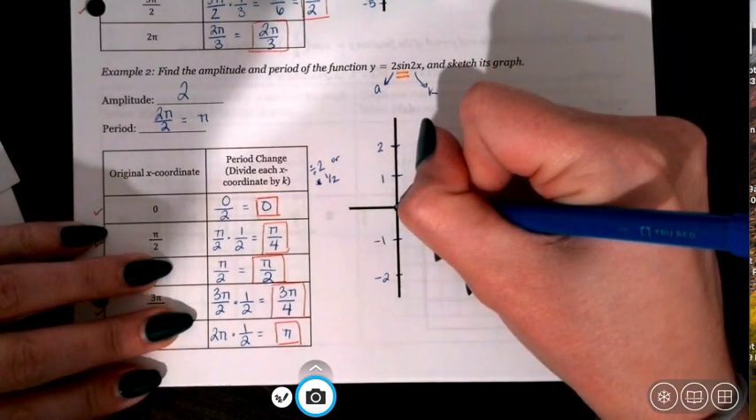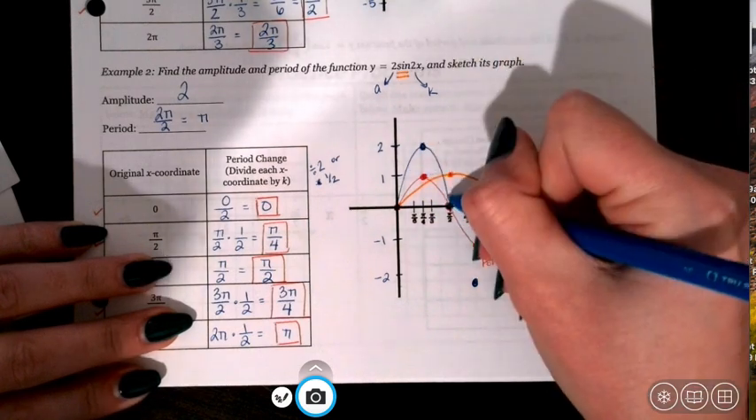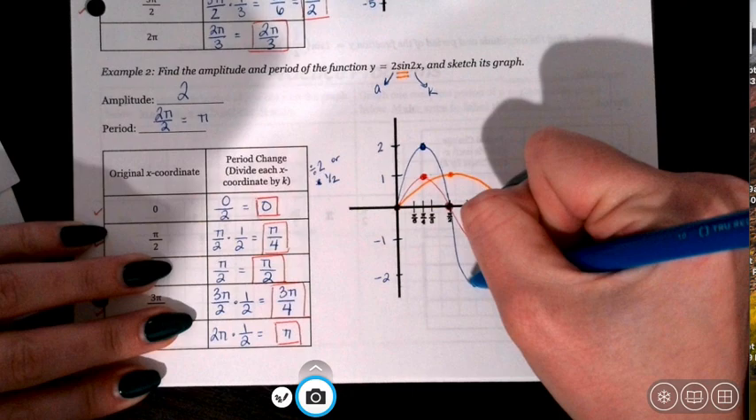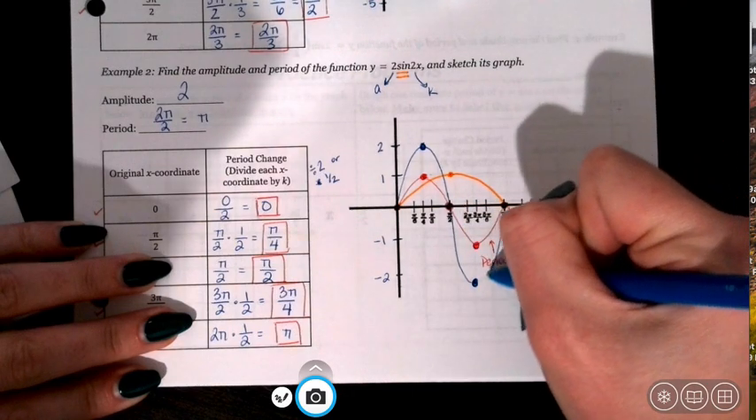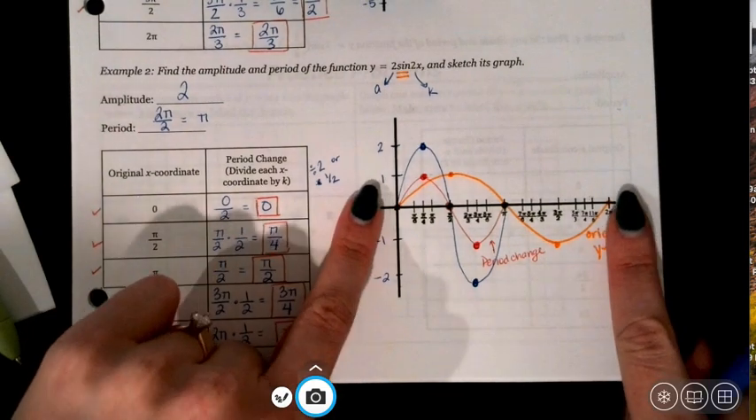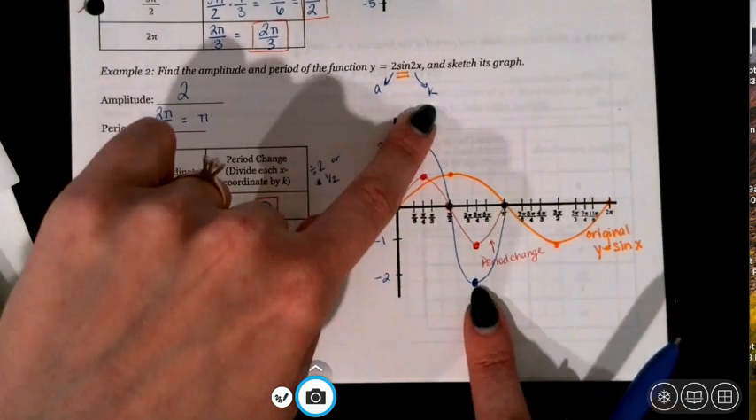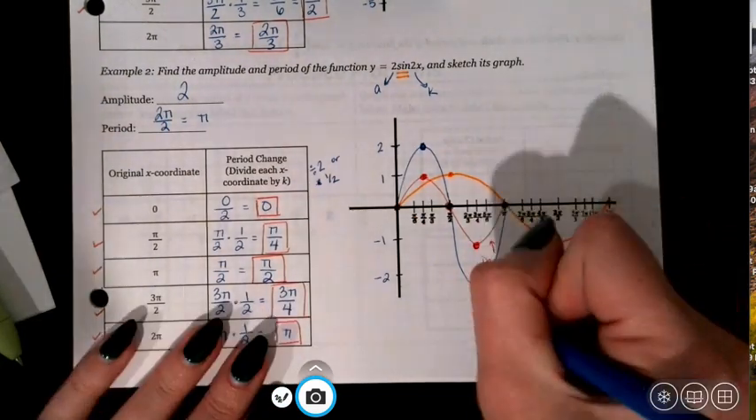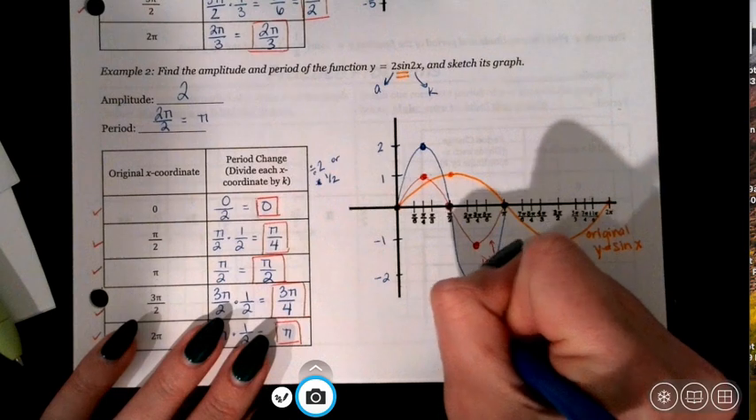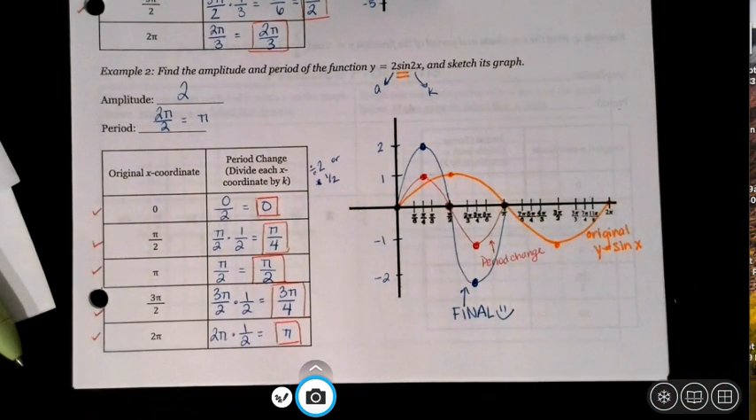So for my final curve with the period change and the amplitude change, it would look something like this, where the blue is my final. So you can see the progression from the original. We did a period change and squished it, and then we changed our amplitude and stretched it vertically. So I'm going to label this as my final, and the blue graph is my final.